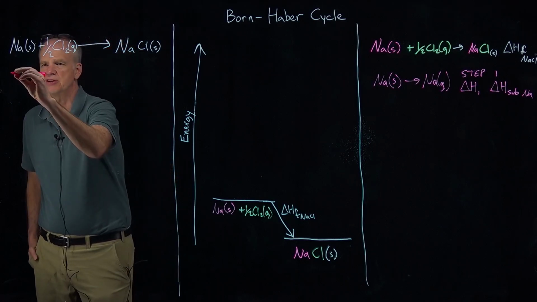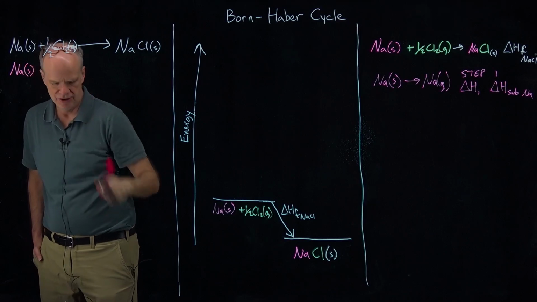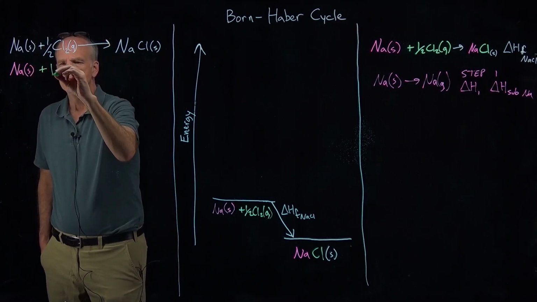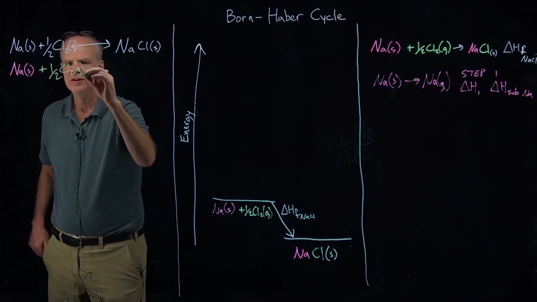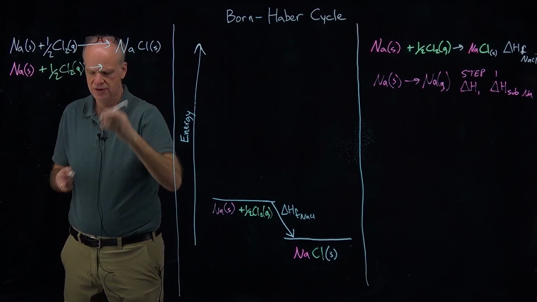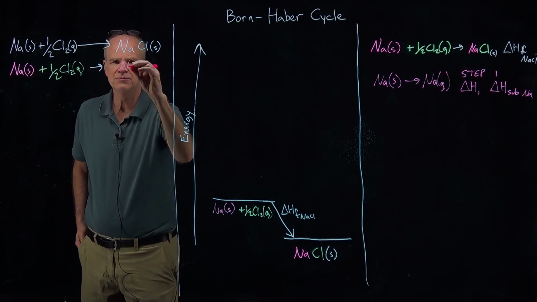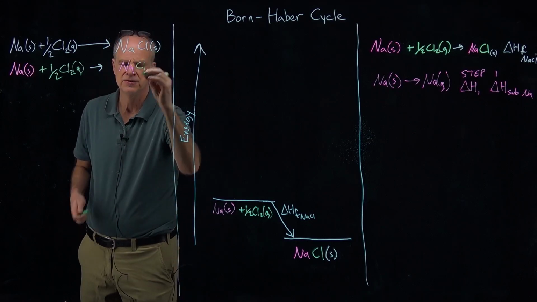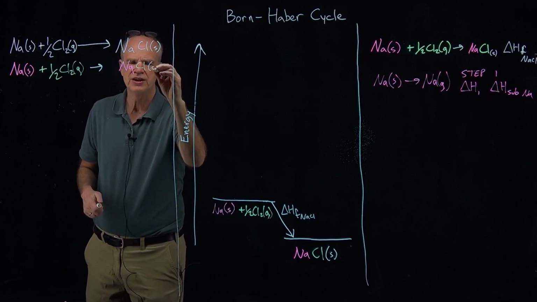And so sodium I'm going to code as red, so I'm just going to rewrite this as sodium, solid. And then chlorine, I'm going to color code green, like this. And then we have the product here, which is sodium chloride. And so sodium and chlorine. And this will be in the solid state.